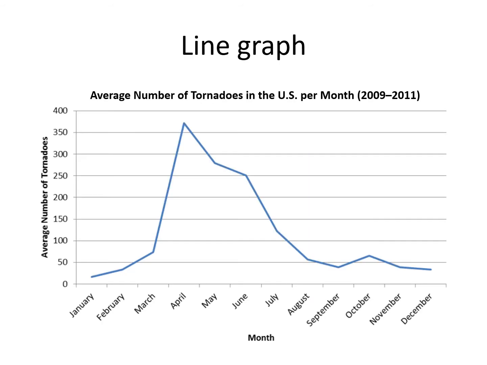Now we have a line graph showing the average number of tornadoes per month in the United States in 2009 to 2011. So it only takes 1 second to see which area has the most tornadoes, which month has the most tornadoes. All right, so if you love tornadoes, go to America in April. Personally, I don't like tornadoes.